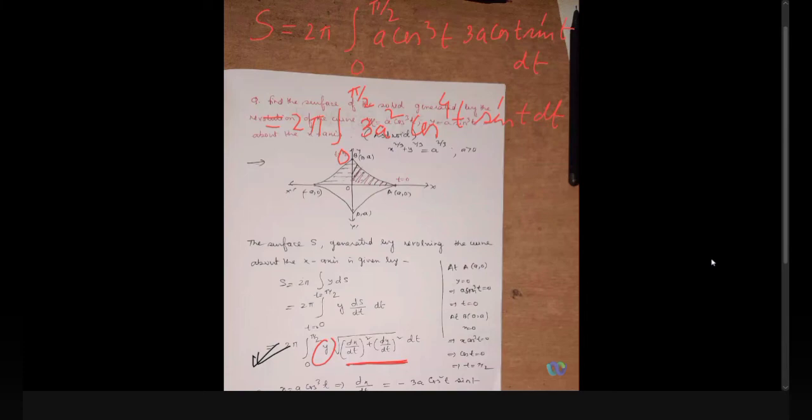y is equal to a sin cube t, that is what is given. One minute, it will be sin cube, so this result will be different. So it is your sin cube t, then 3a square, then sin to the power 4t into cos t dt. Okay, now it looks like this. Or we can write 6 pi a square integration 0 to pi by 2 sin to the power 4t into cos of t.